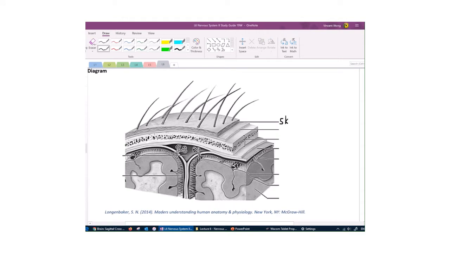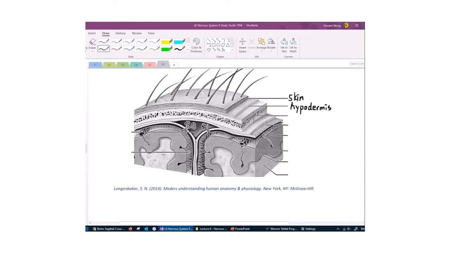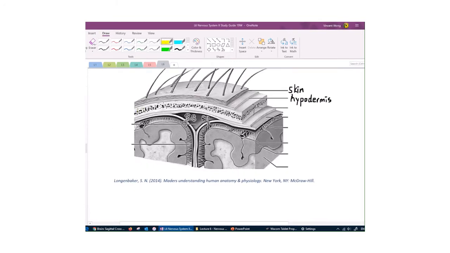I'm just going to put skin here, and underneath skin, we have what's called hypodermis. Okay, hypodermis. These are not particularly important, just typical stuff. Now, underneath the skin and the hypodermis is where you have the skull. This here is the bone that protects your brain. Okay, so that is the skull. It's actually pretty hard.